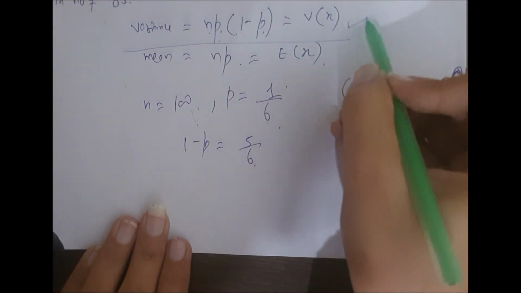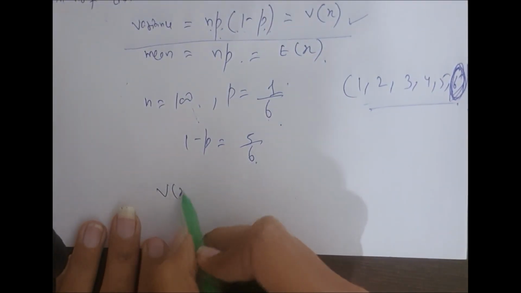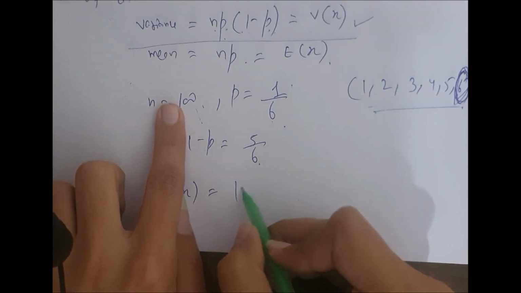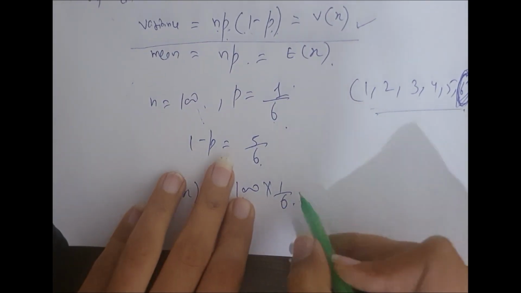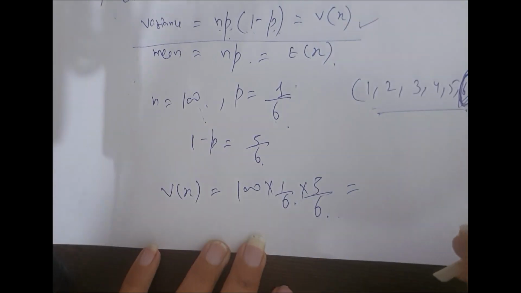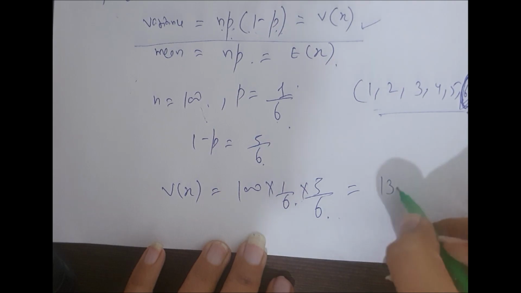Now put this in this formula, that is Vx is equal to n is 100, p is 1 by 6 and 1 minus p is 5 by 6. Now solve it and you will get your answer, and the answer will come out to be 13.9.